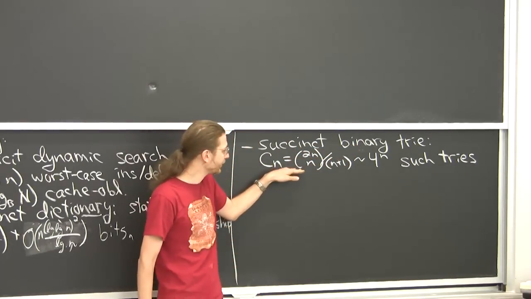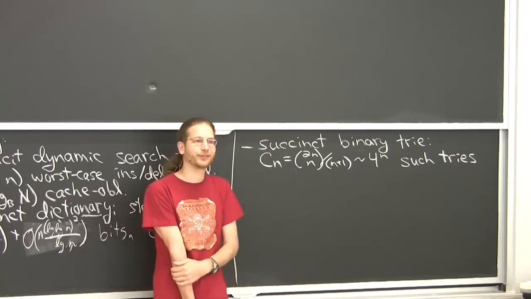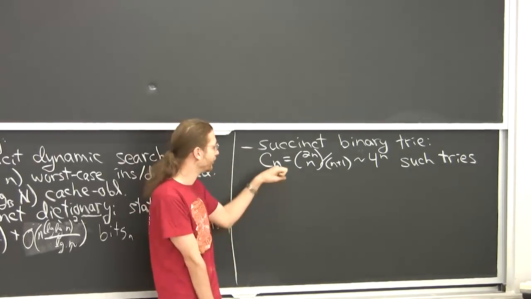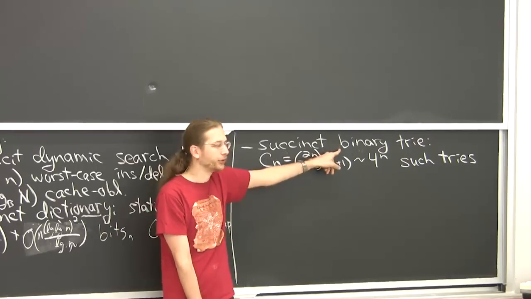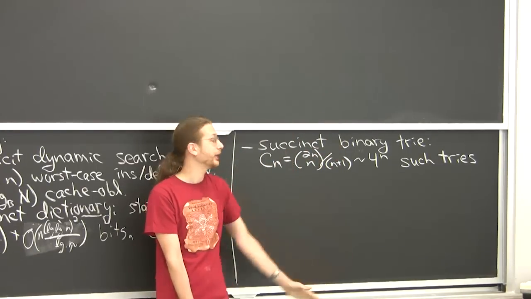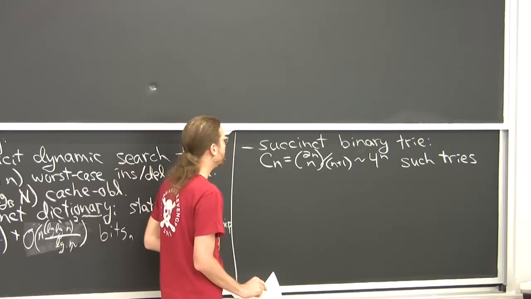If you've ever taken a combinatorics class, you see Catalan numbers all over the place. There's a zillion different things, and the number of all of them is a Catalan number. And we will actually use that equivalence between binary tries and rooted trees at the end of today's lecture. So we'll see why they're the same number.